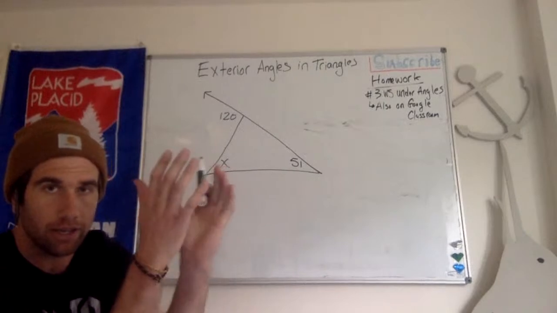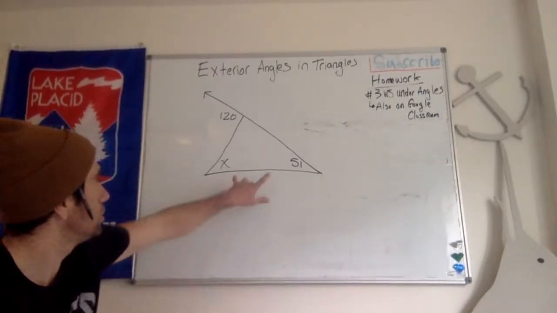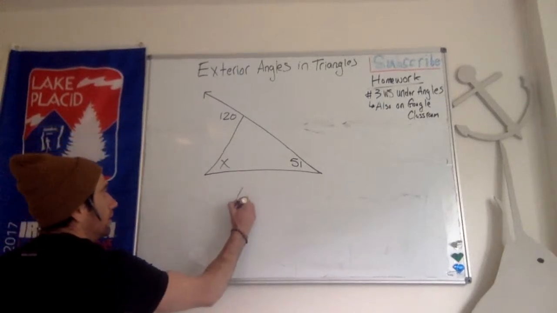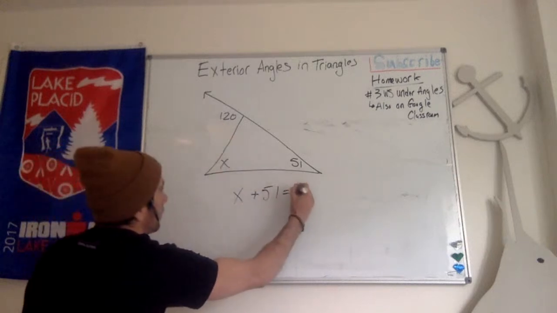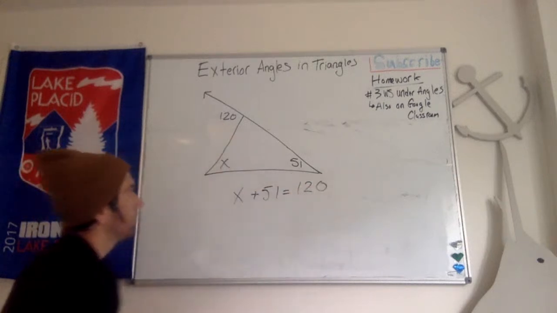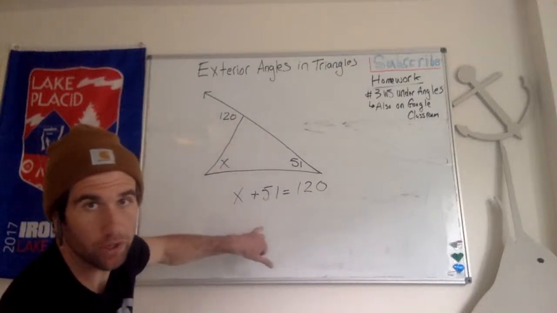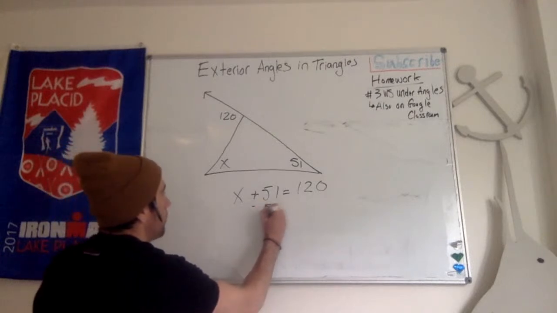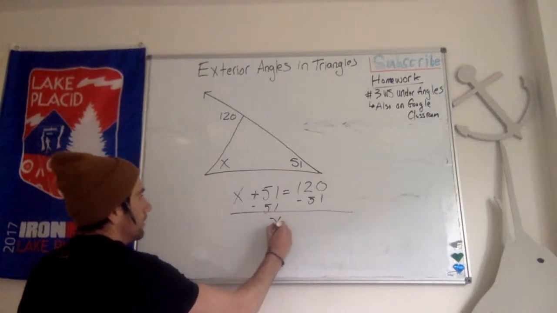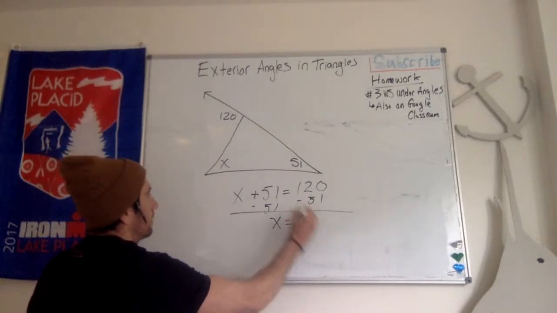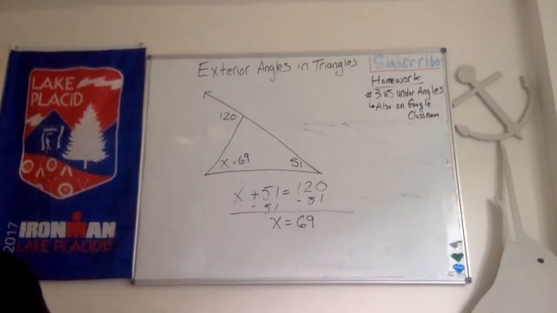Next to means right beside each other, okay? So if I use my theorem, which is the two remote angles added together, and it should always equal my exterior. So that's how you can set it up. All right? Or just subtract 51 from 120, which we're going to do right here. So if you take 120 and subtract 51, that's it.